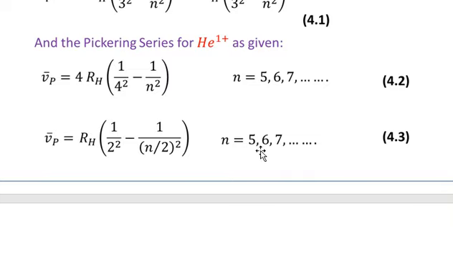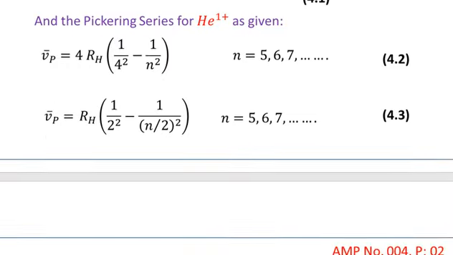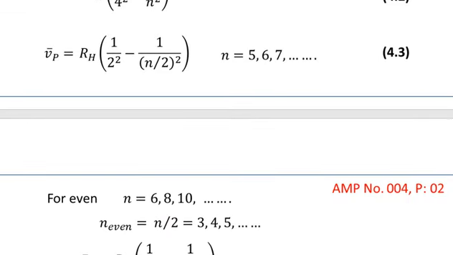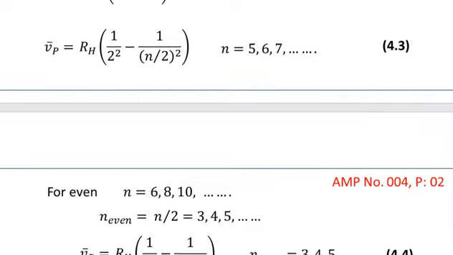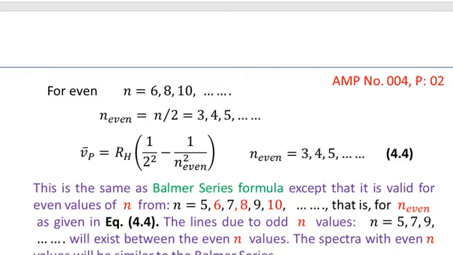The odd values, of course, which are left unused, that is the odd values which are 5, 7, 9, 11, and so on, these values will lie between the even values. So the spectral lines corresponding to the even values will be there according to the Balmer series formula, and the odd values 5, 7, 9, and so on will lie in between those even values.